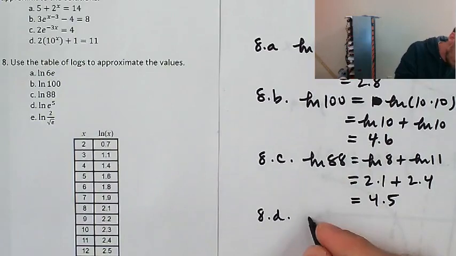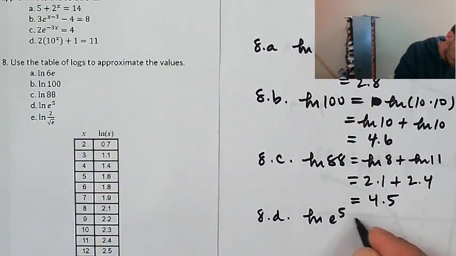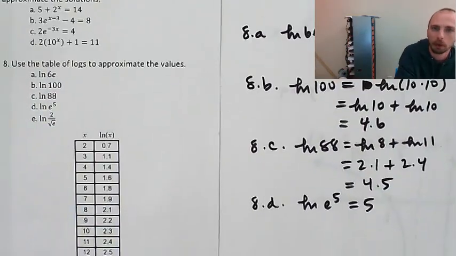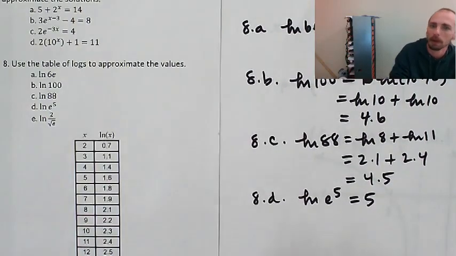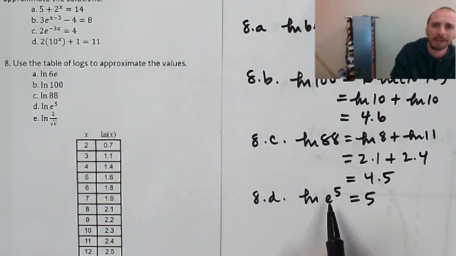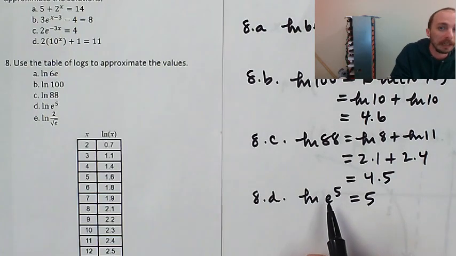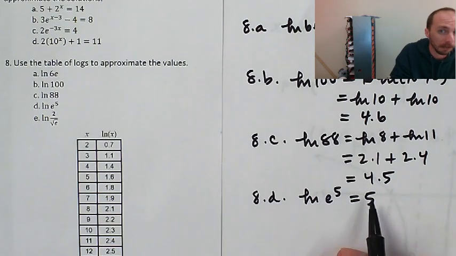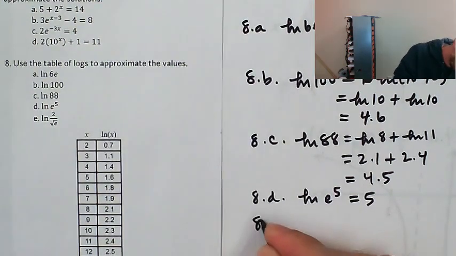8d is natural log of e to the 5. Okay, I'm glad I put one of these on there. That is 5. Okay, natural log of e to any number is just that number, right? Because the natural log is the exponent you put on e to get e to the 5. Let me say that again. It's the exponent you put on e to get e to the 5. That's the 5 exponent. Okay, not a trick question here.